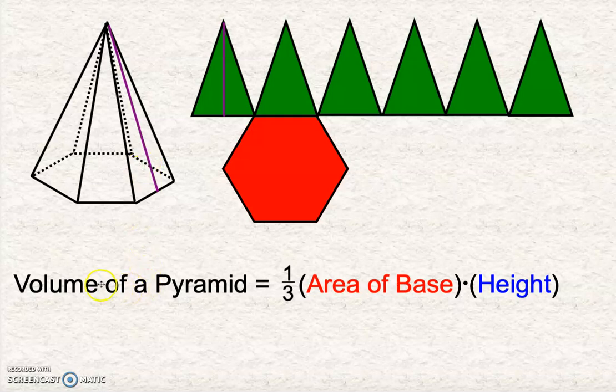But when I'm finding the volume of a pyramid, and by the way, here's the formula, I want the capital H true height. I want to go from the vertex perpendicular to the base. That blue segment is the height I want. And you might notice the area of the base times the height is the area of a prism.